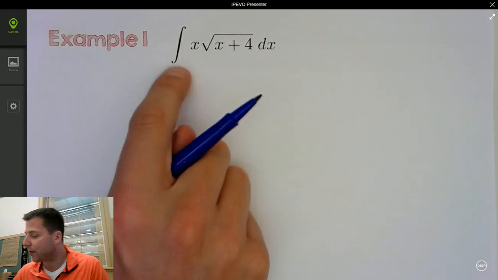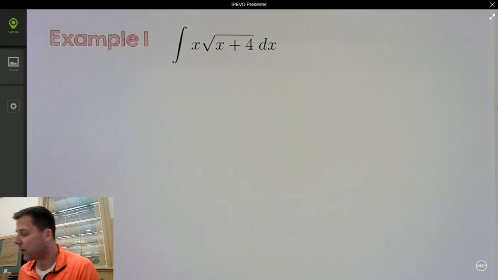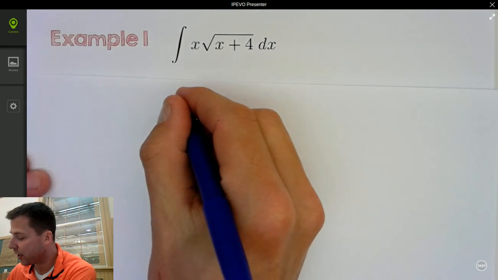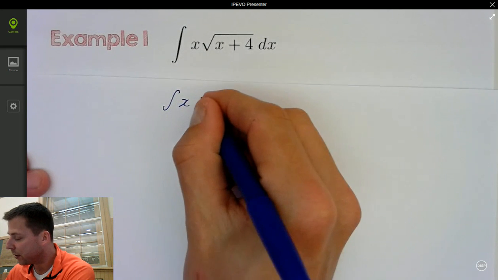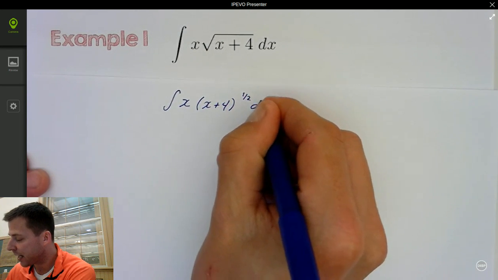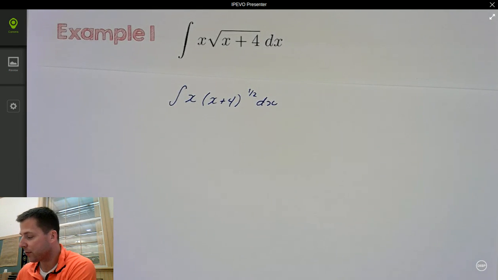Okay, so we're going to be integrating x times the square root of x plus 4 dx. And so what I'm going to do is go ahead and rewrite my integral as x times (x plus 4) to the 1/2 dx. Remember that the square root can be written as to the 1/2 power. So I'm going to go ahead and do that.